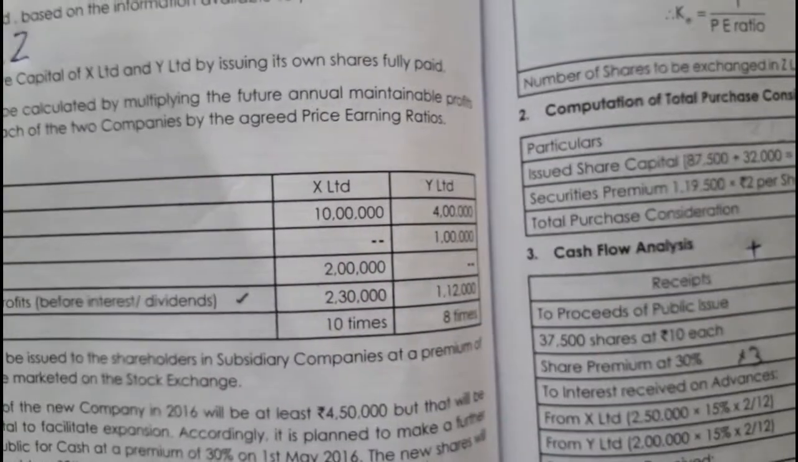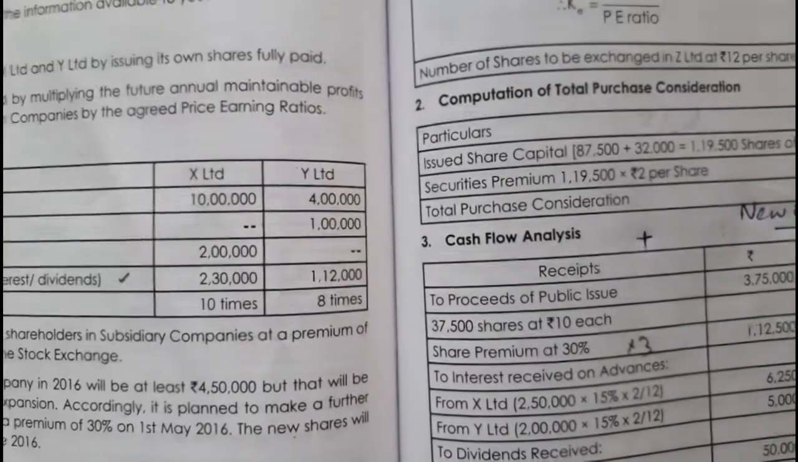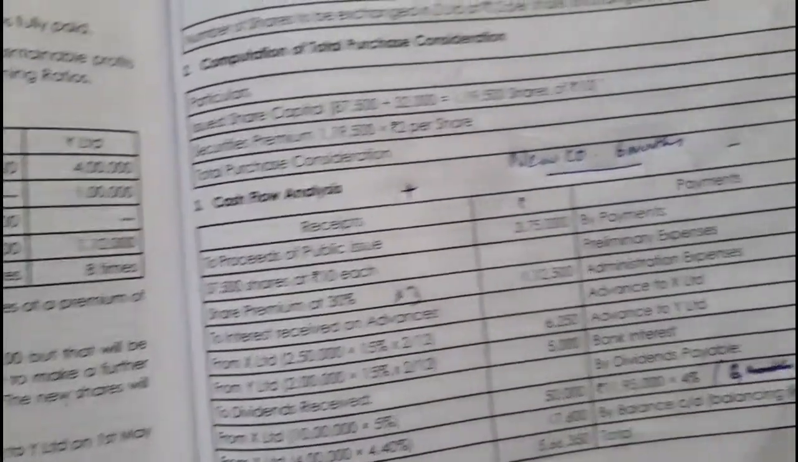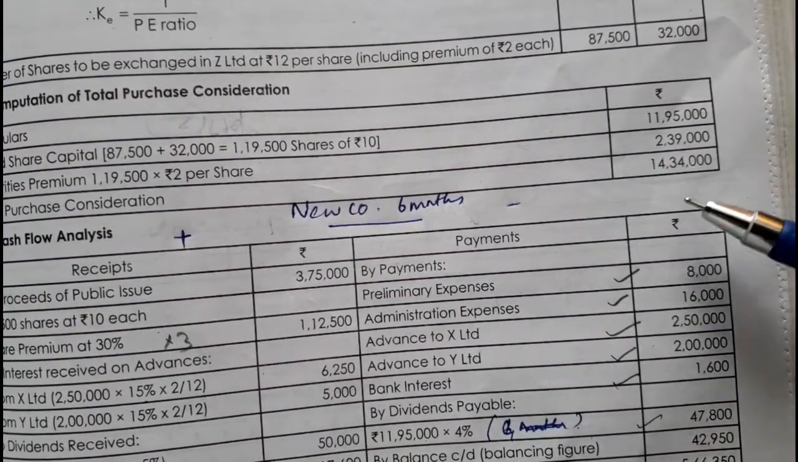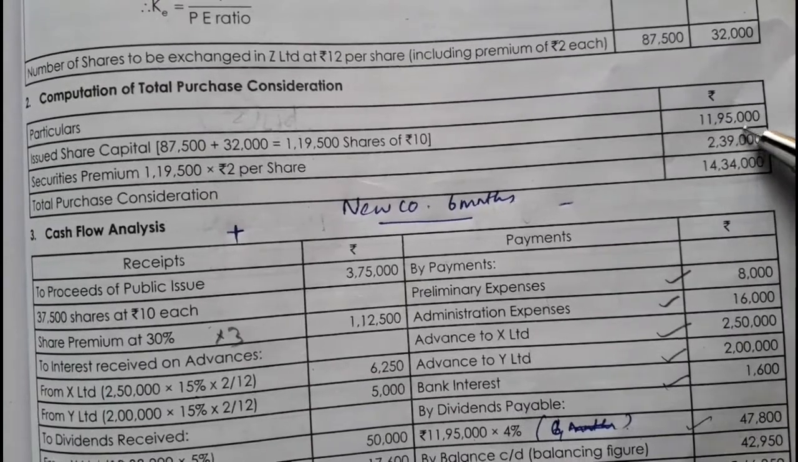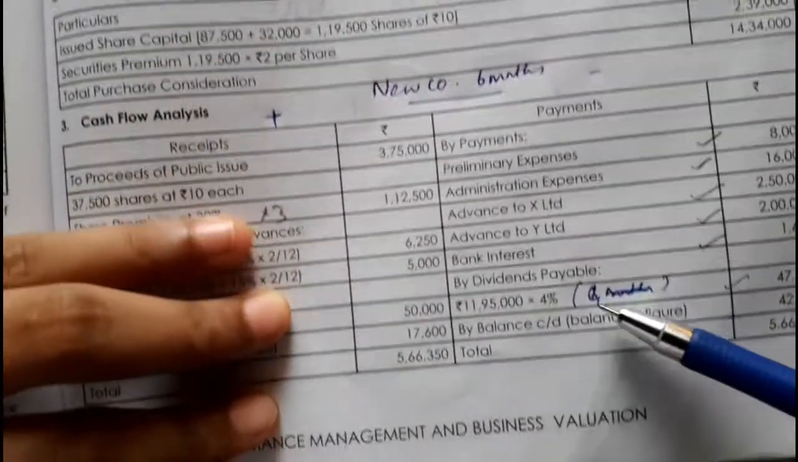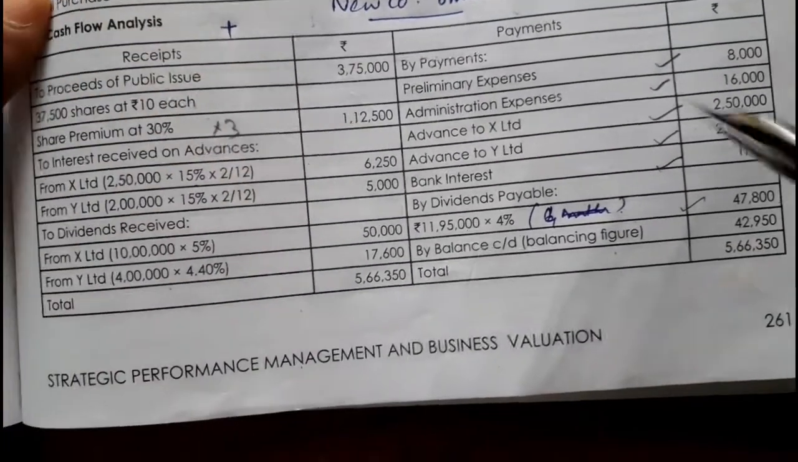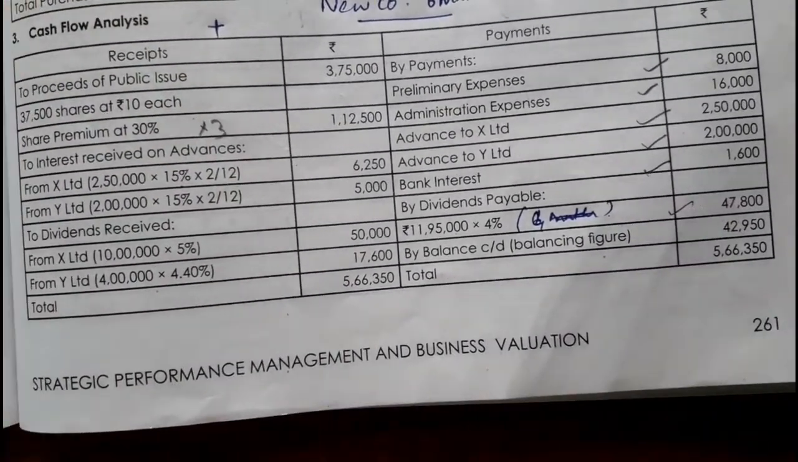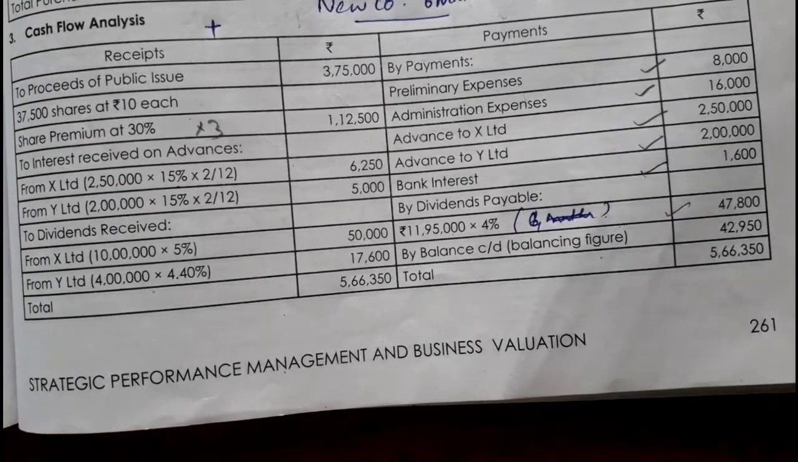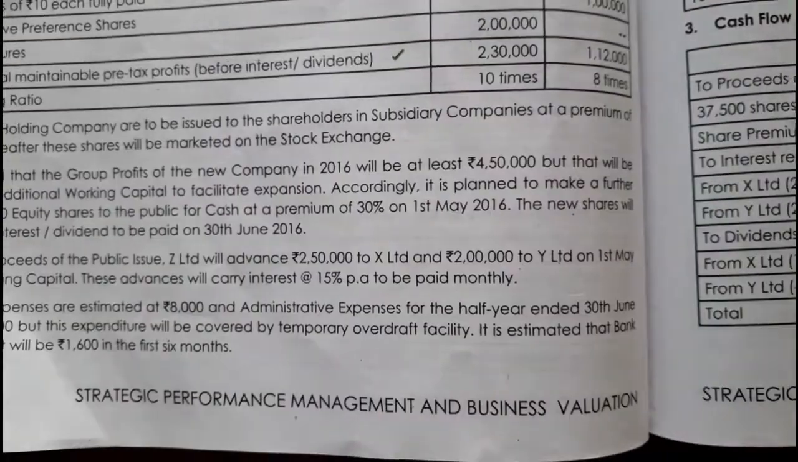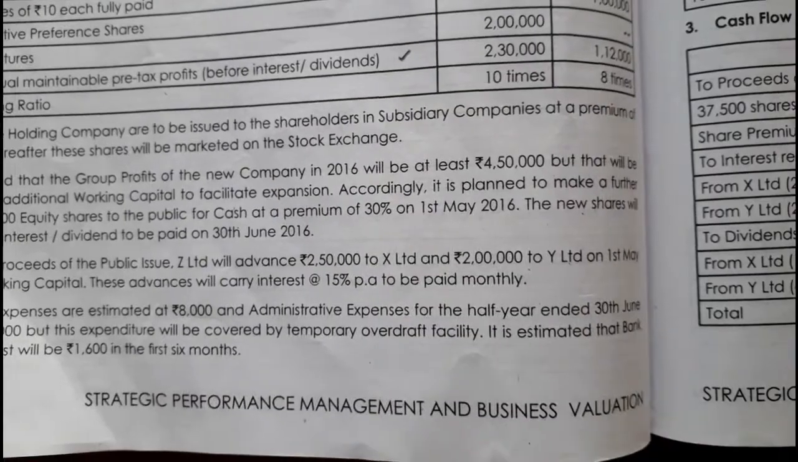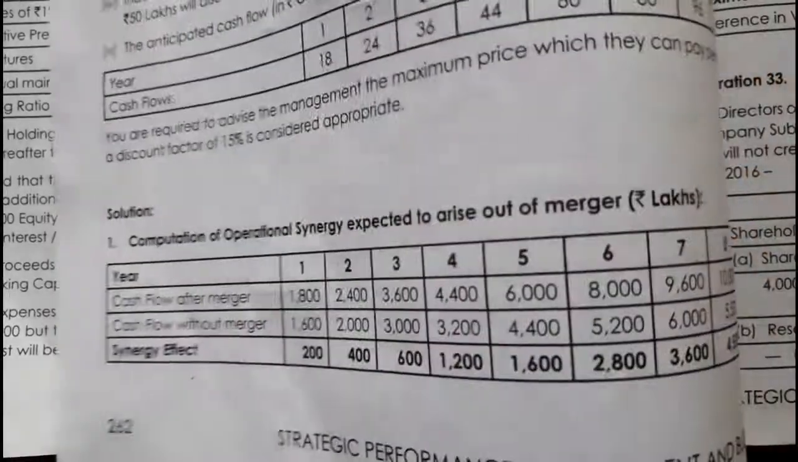And Z Limited's dividend rate is 4%, which it is going to pay for the shares which it has issued. And we know the dividend is not paid on the premium amount, it would be paid only on the 10 rupees value. So 11,95,000 would be the 4%. So here it would be dividend payable. Afterwards, it's been totaled and the balance amount is written as 42,950. So this was the solution. It was a good question. You can try solving it.